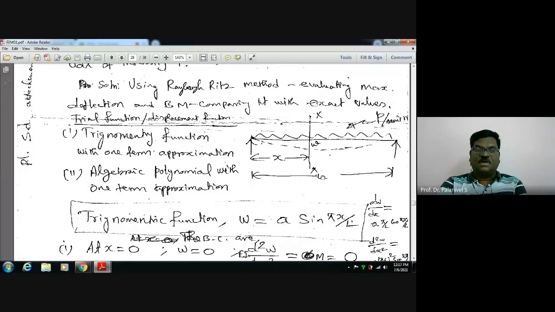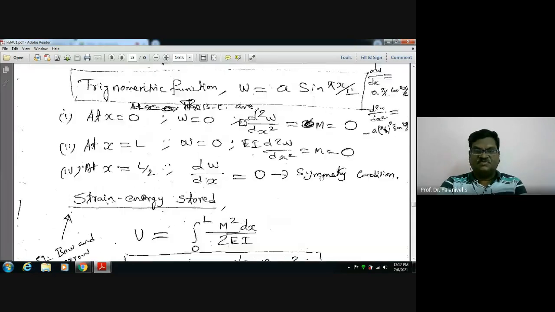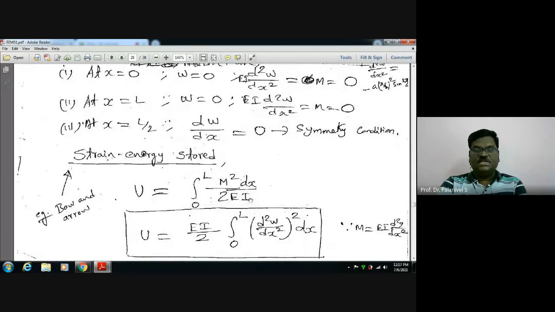Already you know the formula. The strain energy stored is M square dx divided by 2EI. This you have studied in your basic mechanics of solids: the strain energy stored due to bending, due to torsion, and due to shear. The strain energy stored due to bending is M square divided by 2EI into dx, for an infinitesimal distance dx.